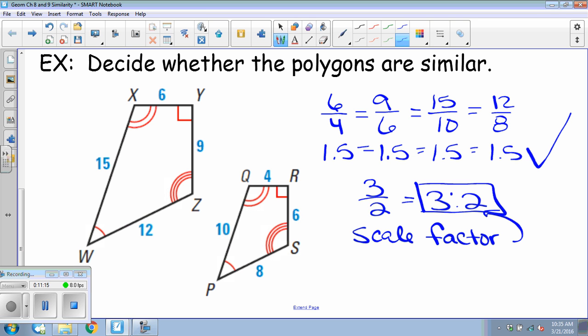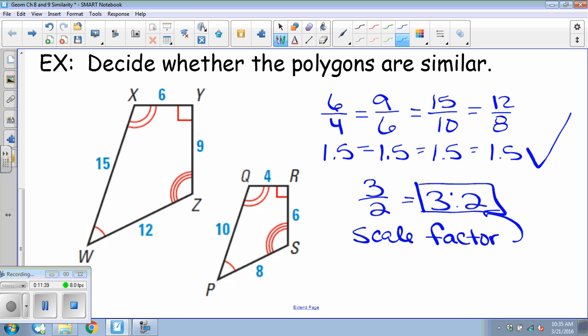The scale factor of 2 to 3 is the scale factor of the smaller one to the bigger one. And that is a very good point, because on your worksheet it'll say, find the scale factor of the smaller figure to the larger figure. And so that means the number that goes on top has to be the corresponding piece of the smaller figure first. Okay?